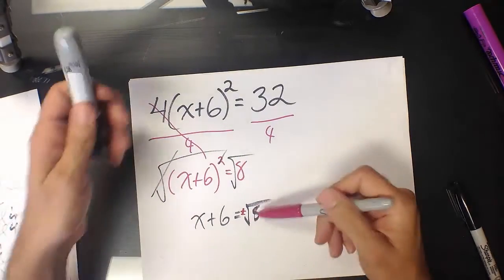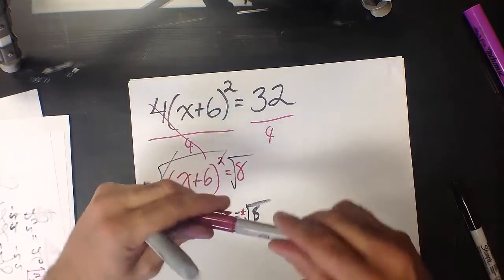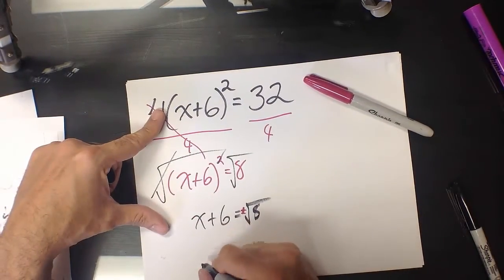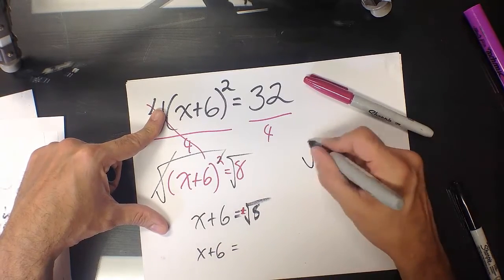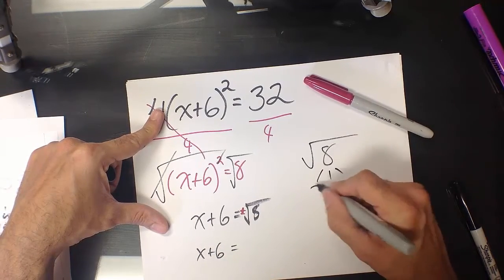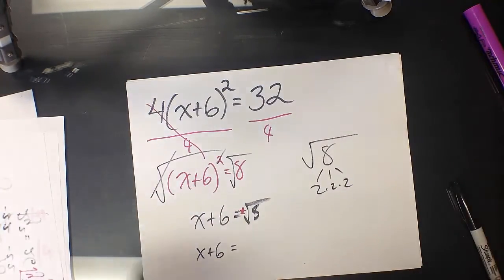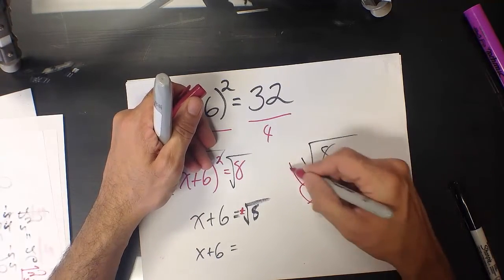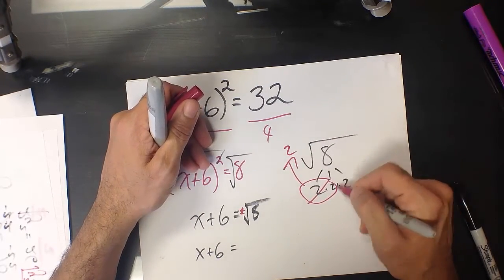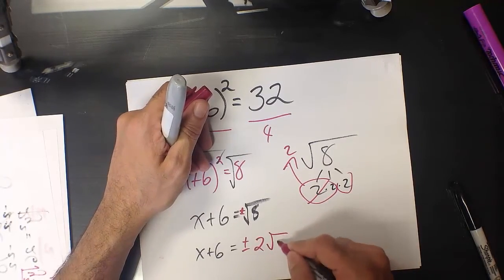But I can actually solve out the root of 8 a little further, so let me do that. I know that we have x plus 6 is equal to, and I can break apart the root of 8 into 2 times 2 times 2. Now the way that square roots work is that we're trying to find doubles, so these two will come out as a single 2, and we still have a 2 left inside. So now we have plus or minus 2 root 2.